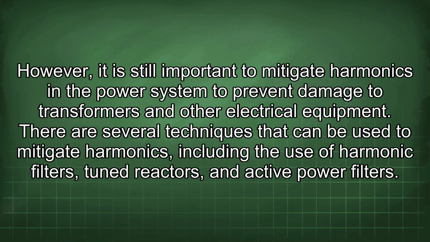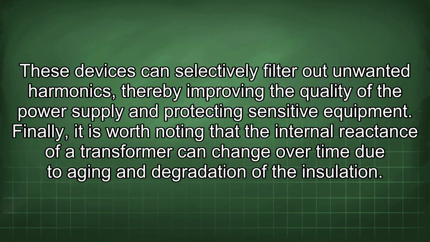However, it is still important to mitigate harmonics in the power system to prevent damage to transformers and other electrical equipment. There are several techniques that can be used to mitigate harmonics, including the use of harmonic filters, tuned reactors, and active power filters. These devices can selectively filter out unwanted harmonics, thereby improving the quality of the power supply and protecting sensitive equipment.